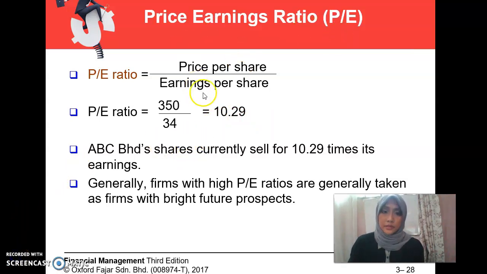Okay, price earning ratio. The formula here is price per share over earning per share. So you will get 10.29. Meaning to say that the ABC Berhad share currently sells for 10.29 times its earning. So firms with a high price earning ratio are generally taken as firms with bright future prospects. Because of what? Because they can sell higher than their earning.